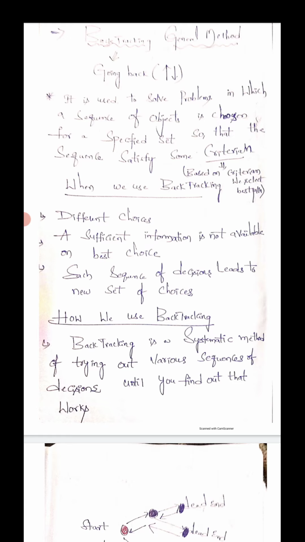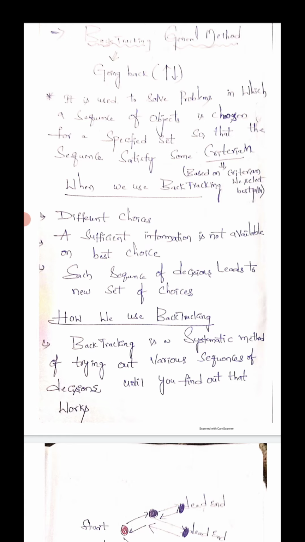Look at this diagram, all of you. It's a very important diagram. This is the start node. The start node goes to another node, and that is a dead node. The starting node, I mark it red, is a live node.